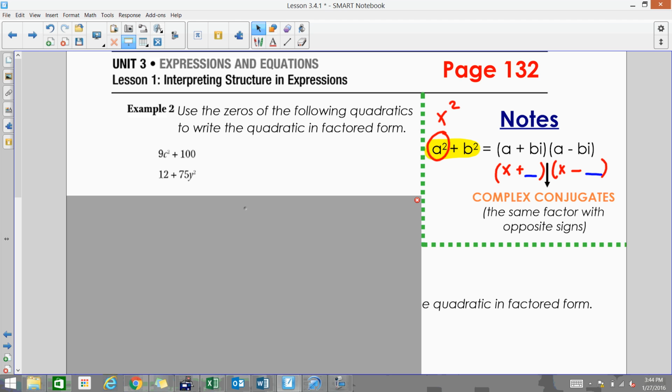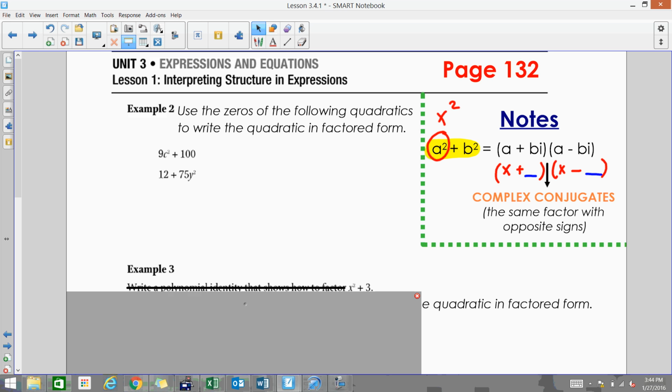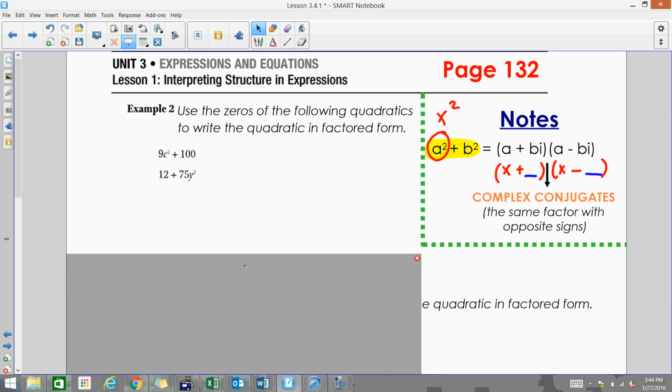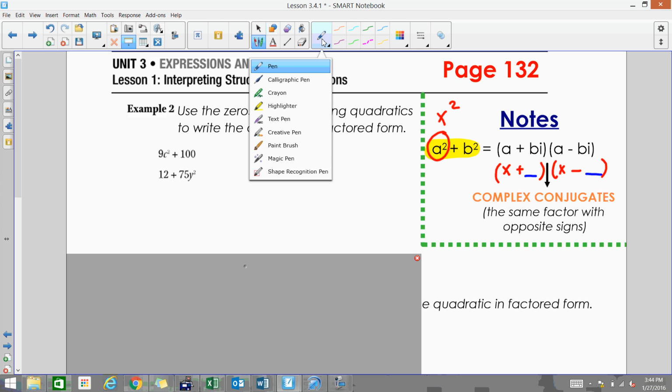All right, example number 2. You got to love example number 2 because they put two problems in one very little space. So we're going to do two problems at one time. We're going to start with the top one.